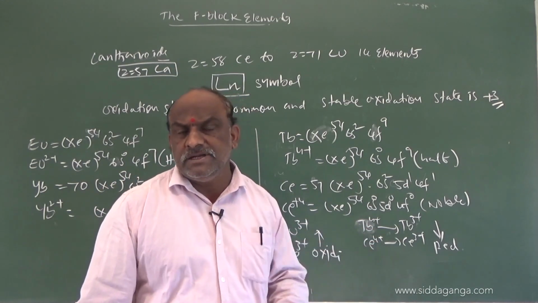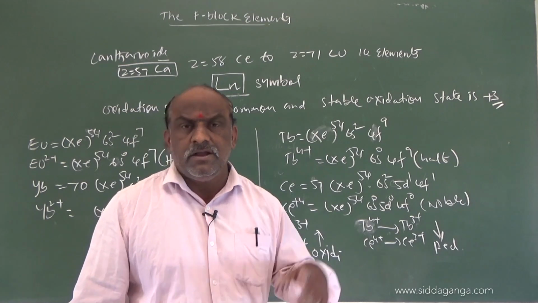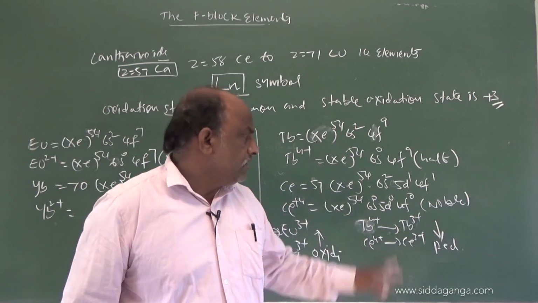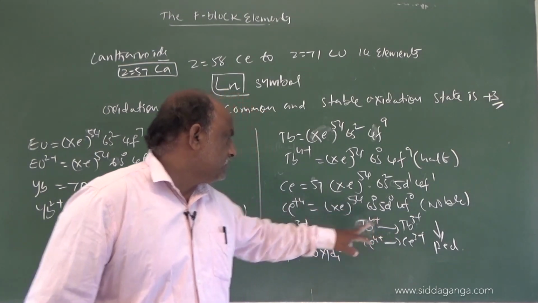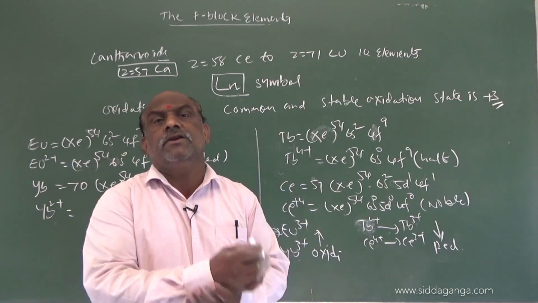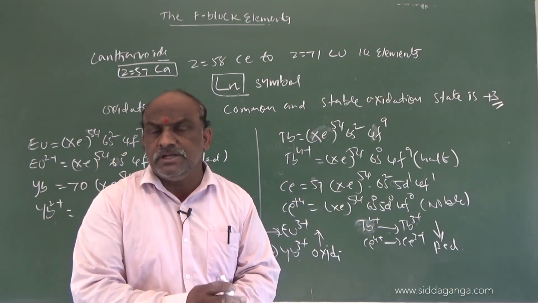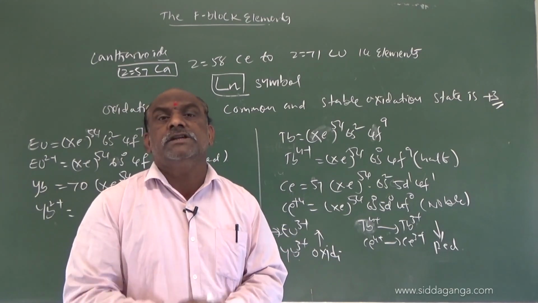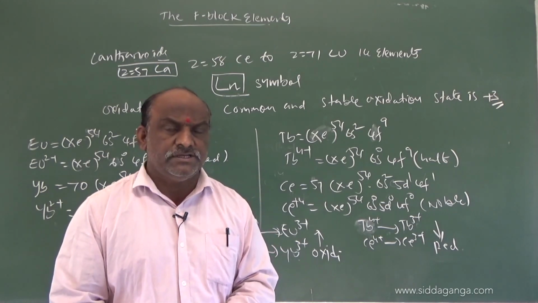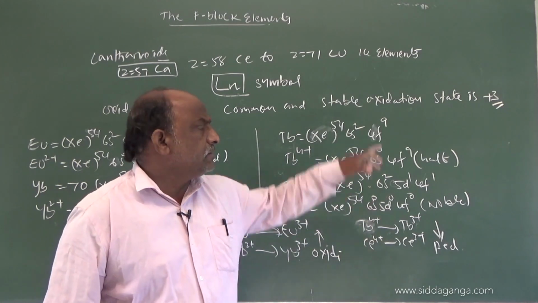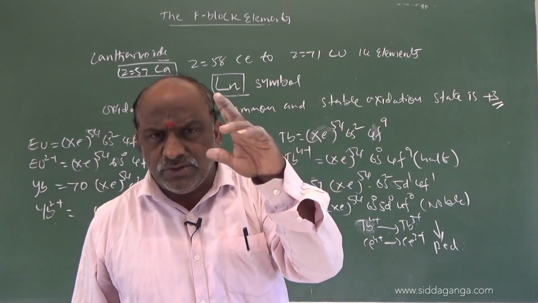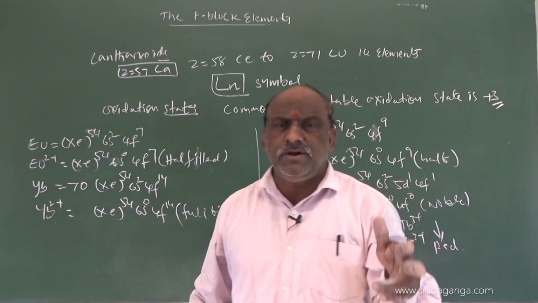The common and stable oxidation state is +3. Along with +3, some elements exhibit +2 and +4 oxidation states, due to half-filled and fully filled electronic configurations. These +2 and +4 oxidation states are found in oxides only. So the stable oxidation state here is +3. Apart from that, you should revise this, it is very important.